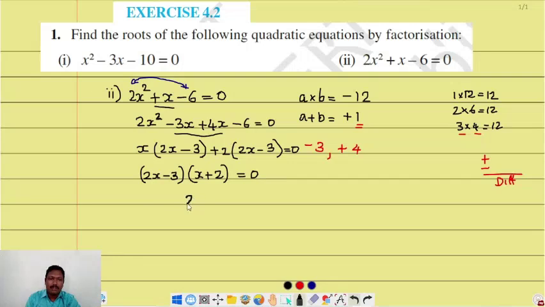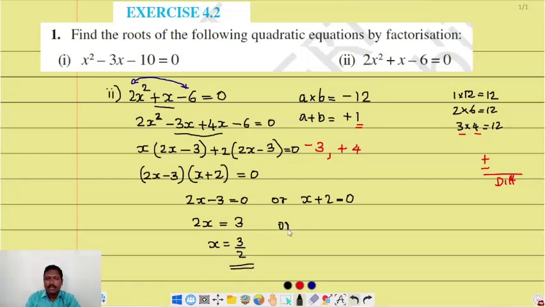So first we can write 2x minus 3 is equal to 0, or x plus 2 is equal to 0. From this we can find the value of x. 2x is equal to minus 3, you can transpose it to the right side, then it will be plus 3, then x is equal to 3 divided by 2. So one value of x will be 3 by 2.